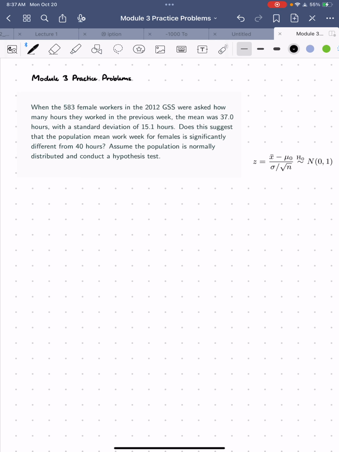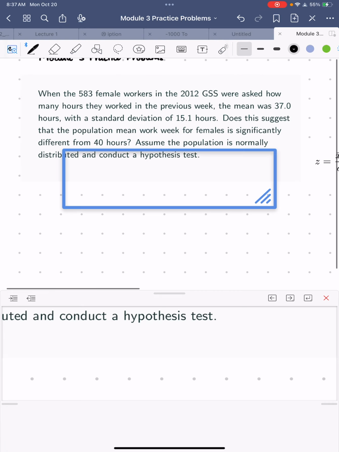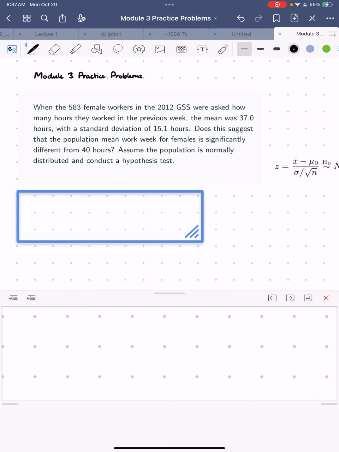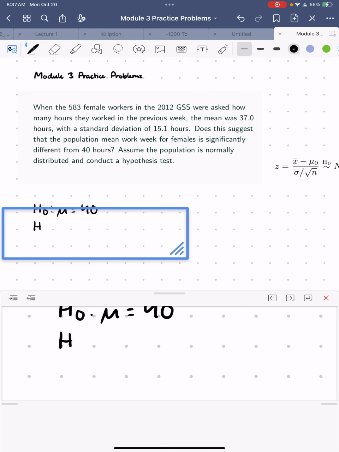So first, as always, we need to make our hypotheses. We'll first have our null hypothesis, H0, and that will be that our population mean is equal to 40. And our alternate hypothesis, HA or H1, is that our population mean is not equal to 40.